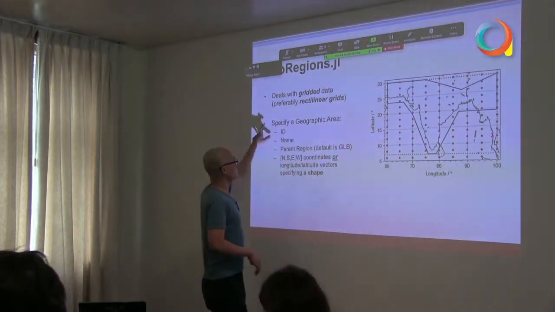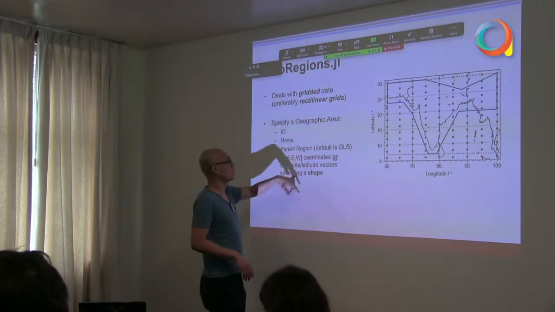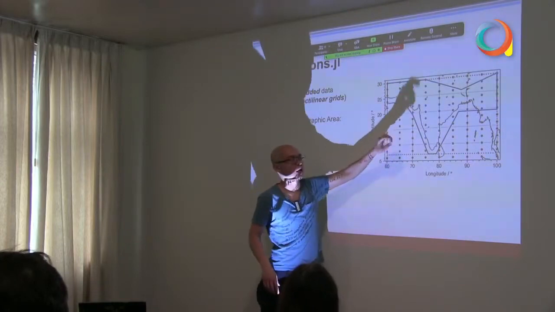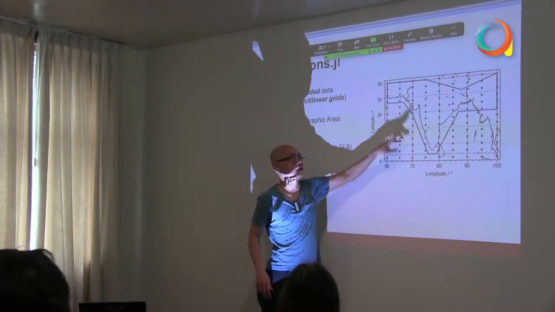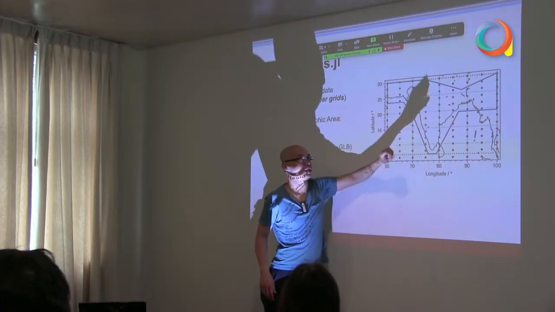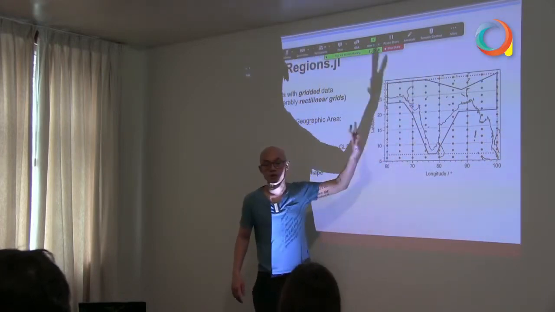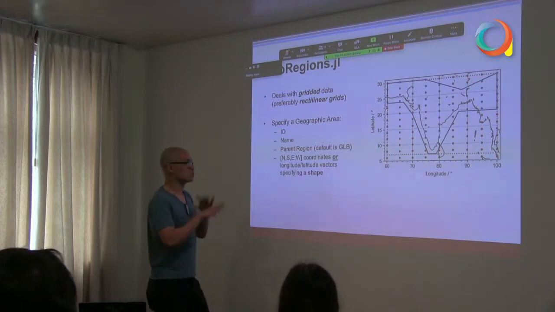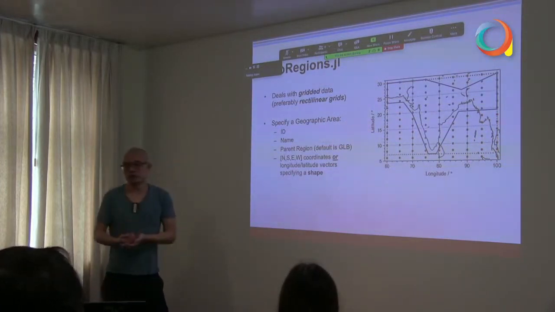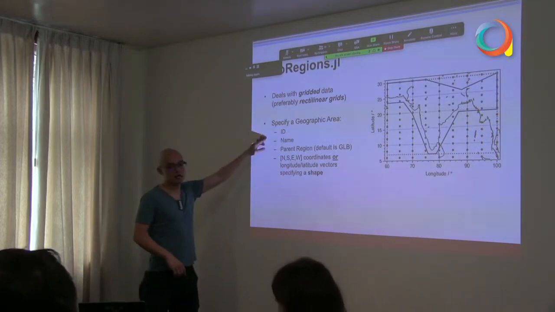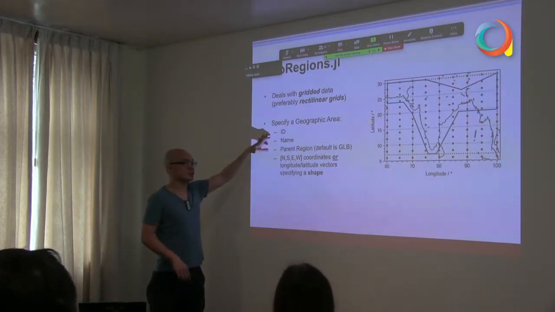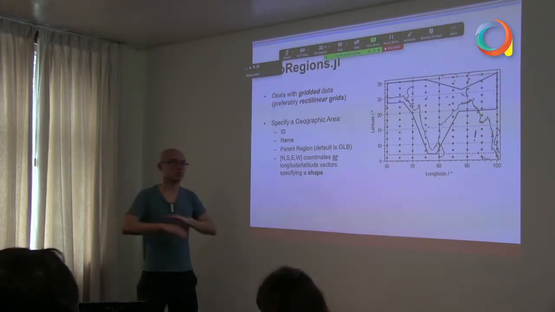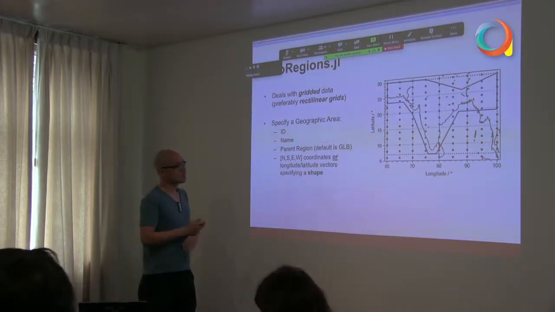If I have gridded data, this is just an example, I could specify a geographic area, a boundary here, like the boundary in blue. Then I can just extract all the data that's within this boundary in blue, and I can do whatever I want, I can do a mean, or whatever. The important thing, of course, is that you have an identifier, a name for the region.